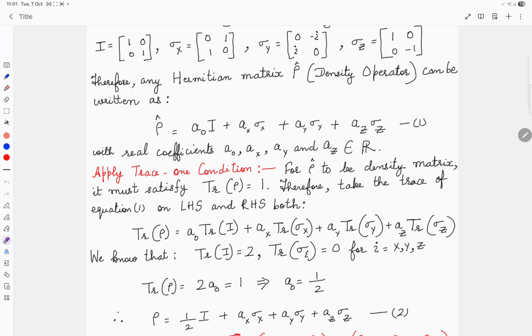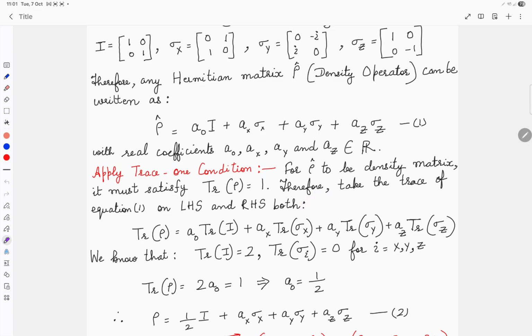So let us further proceed with this modeling of the representation of 2 cross 2 Hermitian matrices, and we apply the trace 1 condition. For any operator to be considered as the density matrix or density operator, it must satisfy that the trace of this density operator should be equal to 1. So what is the trace? Trace is the sum of the diagonal elements. That has to be equal to 1. So this is the trace 1 condition for any operator to be considered as the density operator.